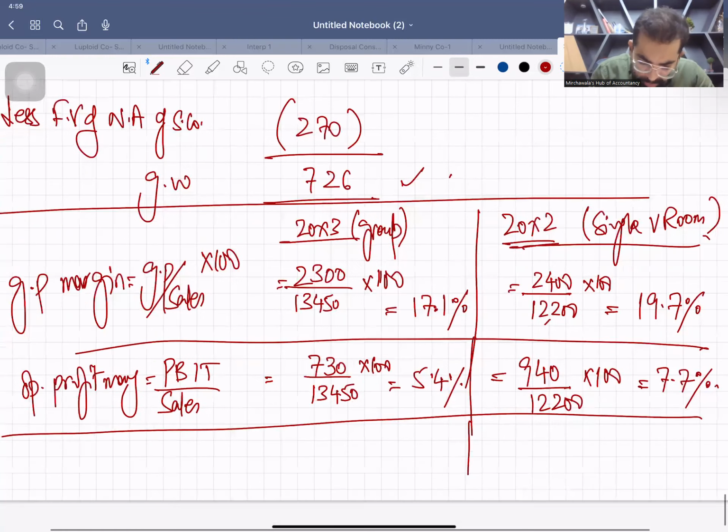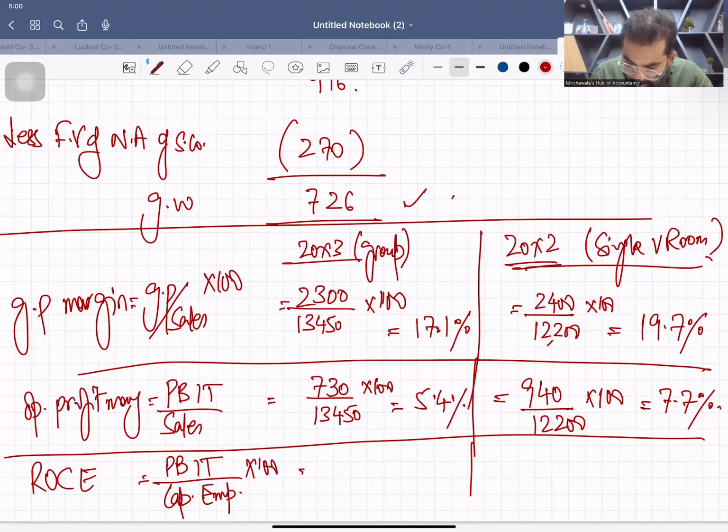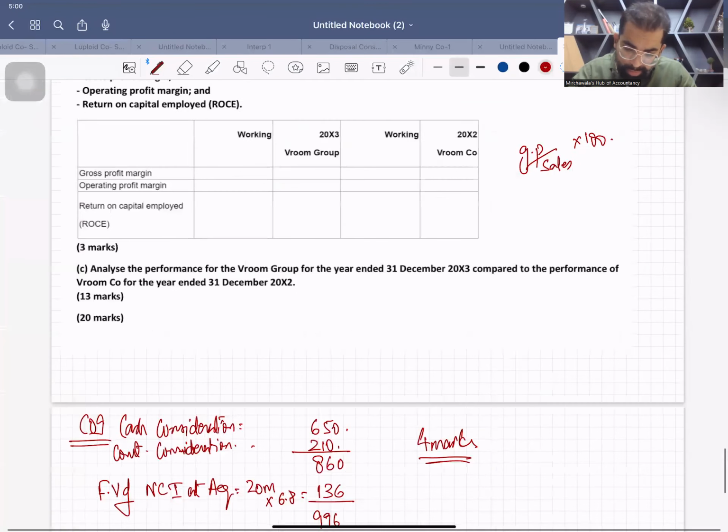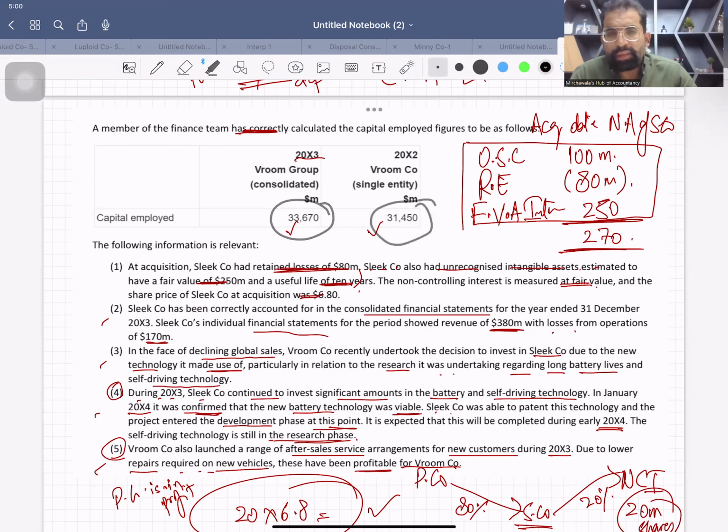Finally, you have ROCE, return on capital employed. The formula is PBIT divided by capital employed times 100. So PBIT is again 730. Now wait, where is the capital employed? See, it is given ready-made in the question. This is the capital employed. Students, look at the screen. These are the ready-made capital employed figures for you. And yes, the capital employed is increasing.